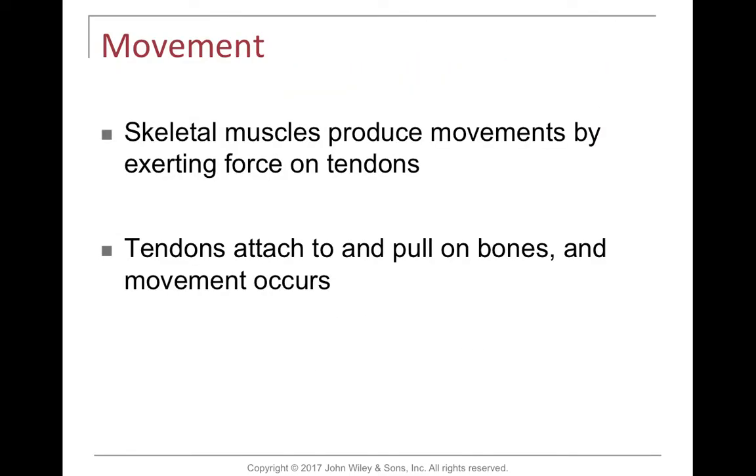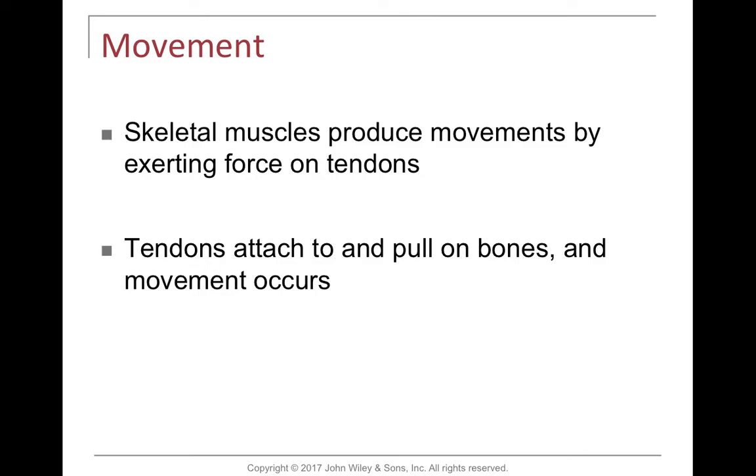individual muscle organs. We'll discuss how skeletal muscles produce movement in our discussion of this chapter, but your chapter goes into further detail about describing the principal skeletal muscles. So how do skeletal muscles produce movement? They'll produce movement by exerting force on tendons, which in turn pulls on the bones or other structures such as the skin, and movement will occur.